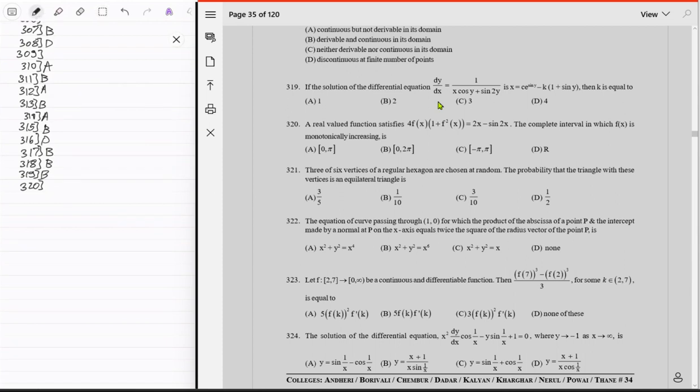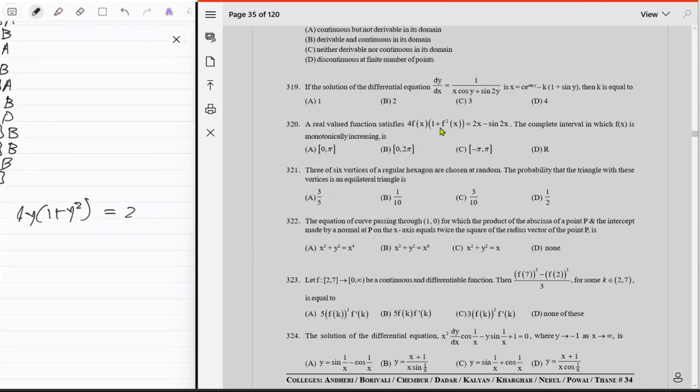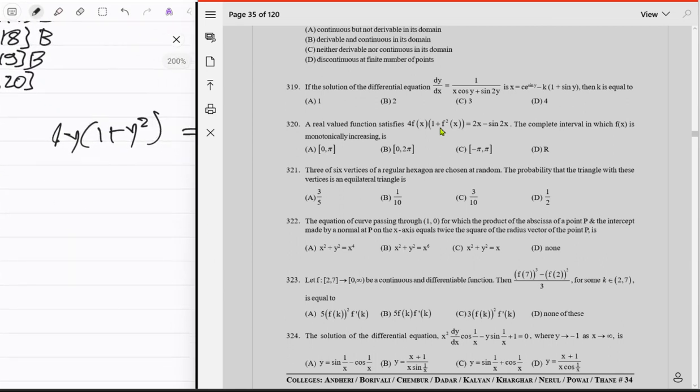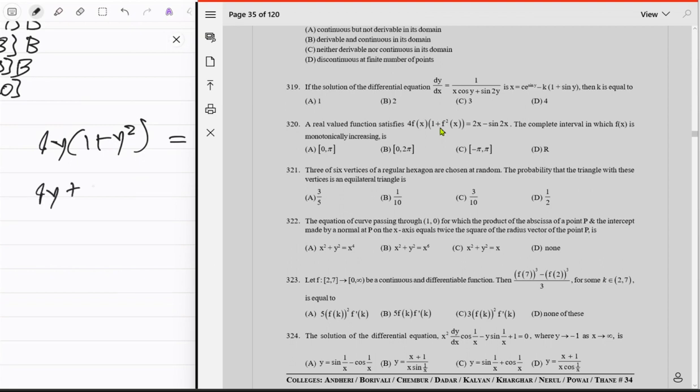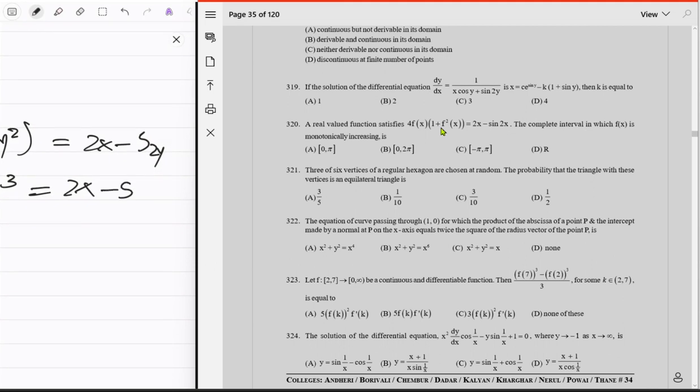Which real valued function satisfies this equation, the complete interval in which f is monotonically increasing. So 4y times 1 plus y squared is equal to 2x minus sine of 2x, and you want when is y monotonically increasing, right? Okay, so let's differentiate. We'll see what we get. Right, 4y plus 4y cubed is equal to 2x minus sine 2x.